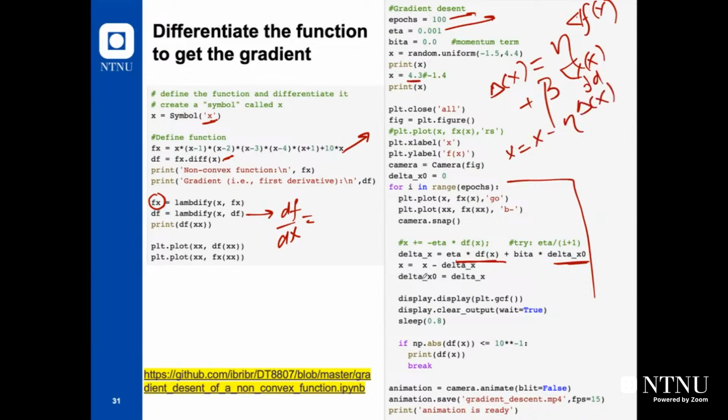And after that, you need to update delta x, because I need to store it somehow. So once you calculate this delta x, just store it in something we call delta x 0 or delta x old.